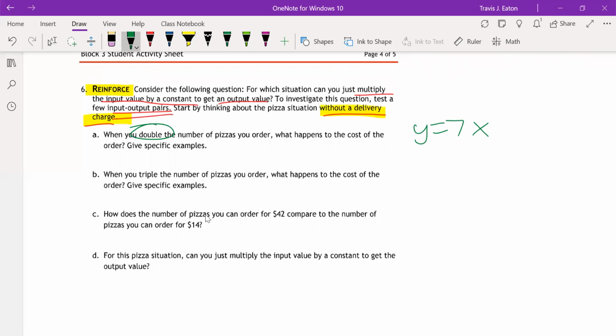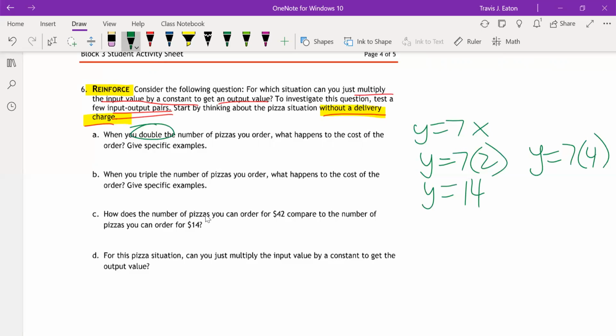When you double the number of pizzas that you order, what would happen to the cost of the order? Well, let's start with a particular number. What if we ordered 2 pizzas? 7 times 2 would give us 14. Now, what if we doubled the number of pizzas? So instead of 2, we double that, so it'd be 4, because that's twice as many as 2. How much would that cost? Well, 7 times 4 is 28.